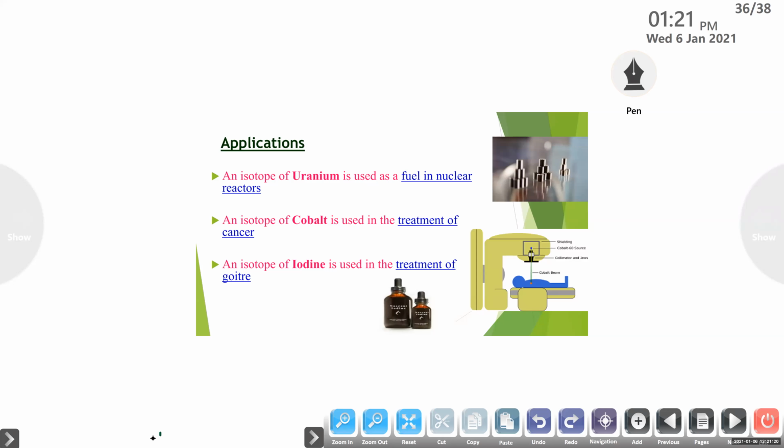Applications. An isotope of uranium is used as a fuel in nuclear reactors. An isotope of cobalt is used in the treatment of cancer. An isotope of iodine is used in the treatment of goiter. These three are the important applications of certain isotopes. Shall I move to the next one?